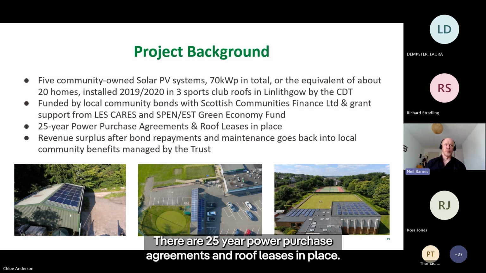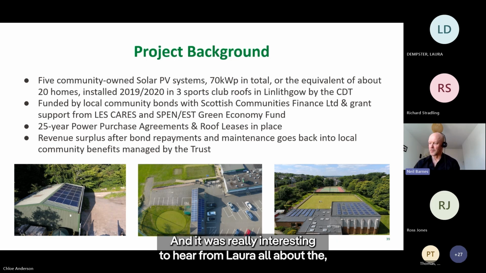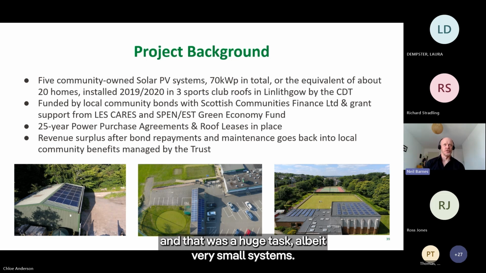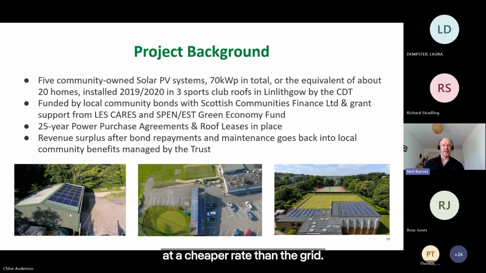There are 25-year power purchase agreements and roof leases in place, and it was really interesting to hear from Laura all about the various legal issues, which we had quite a few of, and that was a huge task, albeit very small systems. The way the systems and the project works is that we own, or I say the trust here locally owns the systems and sell the electricity back at a cheaper rate than the grid.